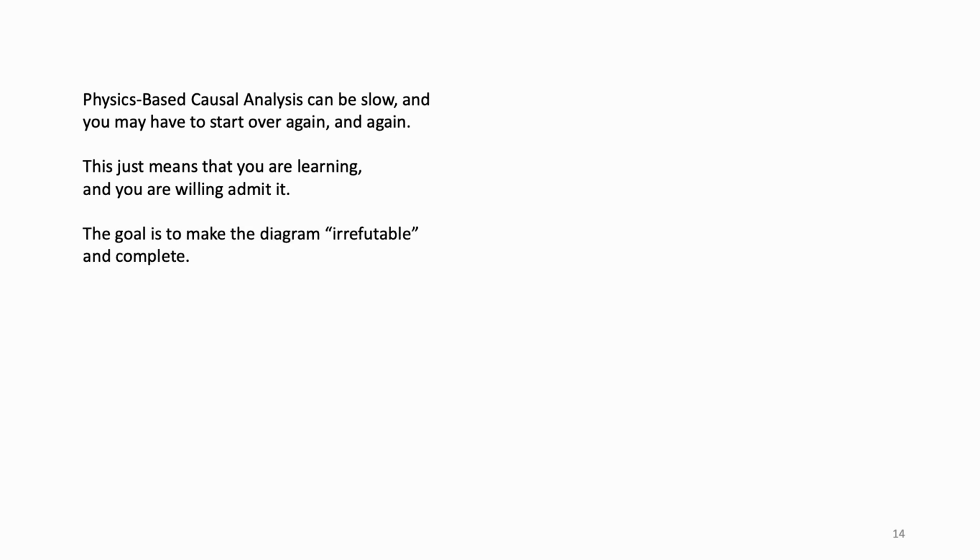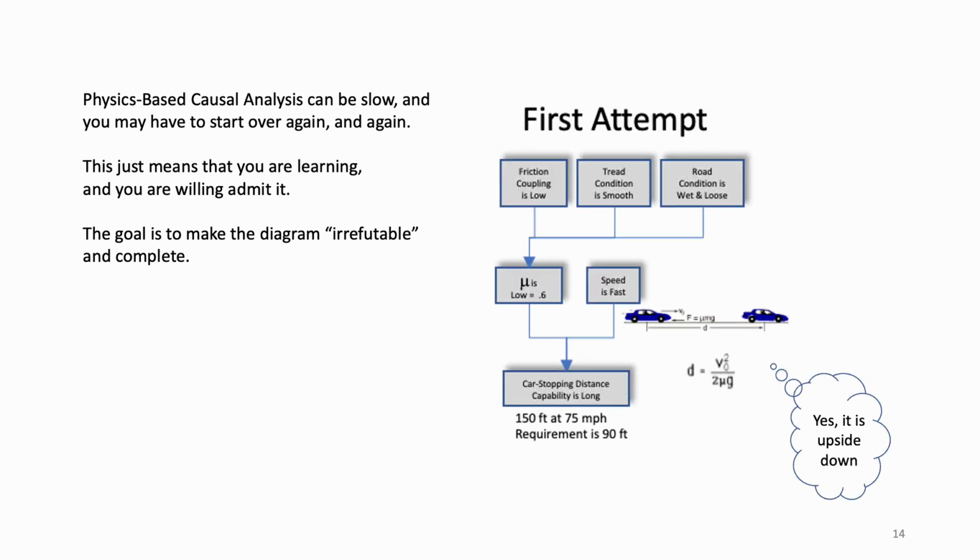The goal is to make the diagram irrefutable and complete and void of opinion. So our first attempt at doing a causal analysis is shown here. And yes, we do it upside down to differentiate it from other forms. So down here we have car stopping distance capability is long. From that formula, we put up here the next level is coefficient of friction and speed. Nothing else at that level.